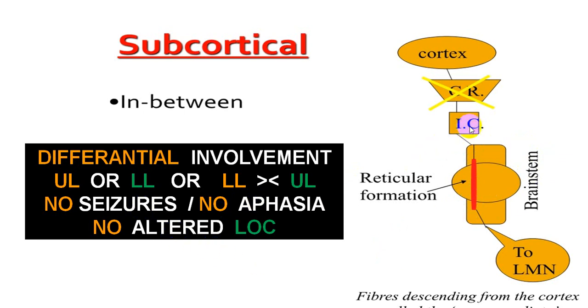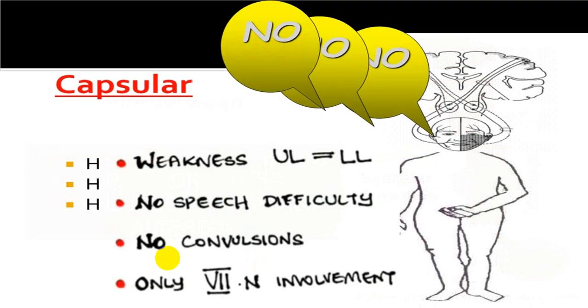But when you get damage in the internal capsule, we'll have a dense hemiplegia, upper limb and lower limb equally involved, with hemisensory loss, homonymous hemianopia and 8th cranial nerve, that is auditory radiation, involved. We'll have bilateral hearing disturbances. So in an internal capsule lesion, dense hemiplegia, upper limb and lower limb equally involved. No speech disturbance, that is, particularly no aphasia.